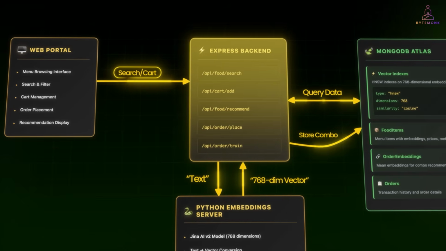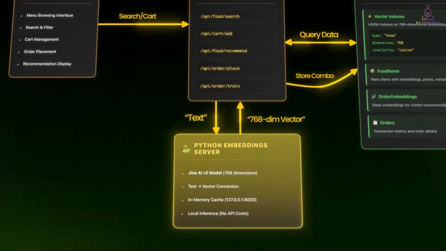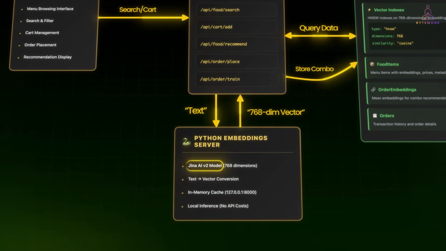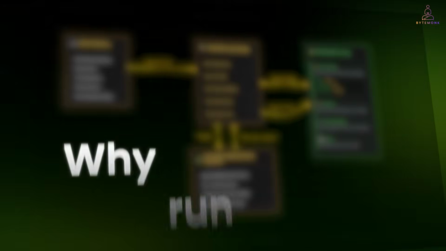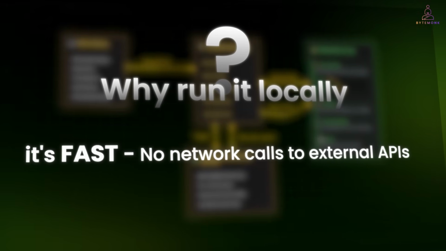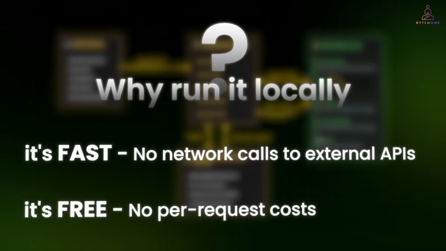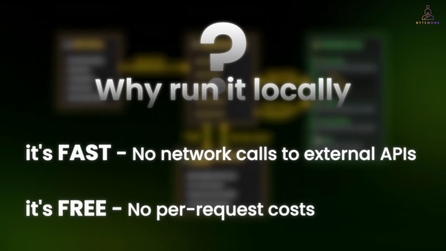But before the backend can do AI-powered search and recommendations, it needs embeddings. That's where our Python server comes in. We are running the Jina AI V2 embeddings model locally. It's sitting in cache memory at 127.0.0.1, port 8000. This model takes in text, like a dish description or a search query, and returns a 768-dimension vector that captures the semantic meaning. Why run it locally? Two reasons. It's fast. No network calls to external APIs. And it's free. No per request cost. Now, for production, you might use a hosted embedding service. But for this demo, local works great.